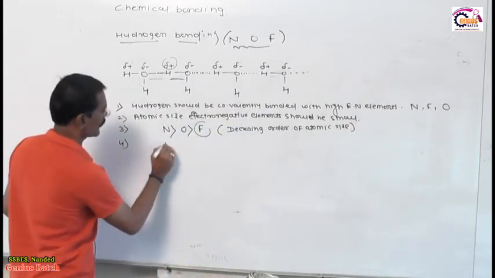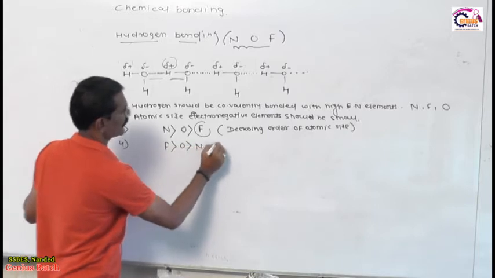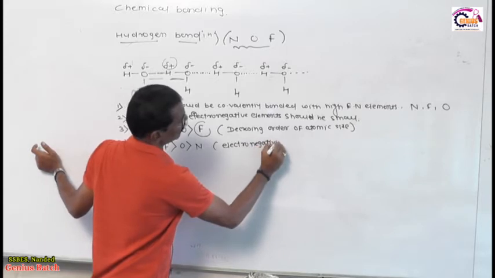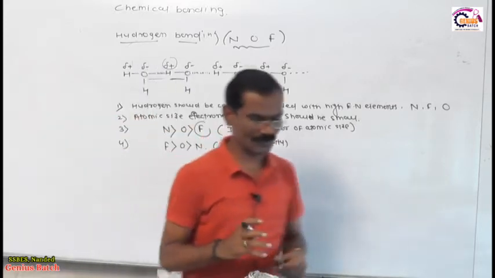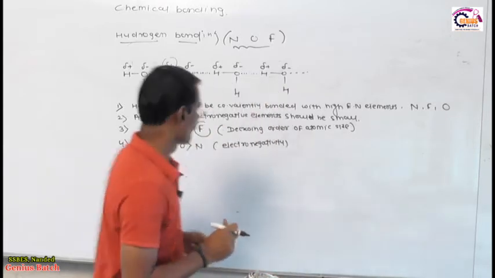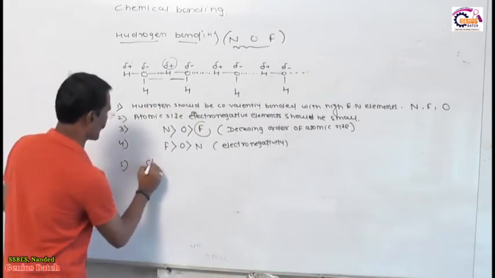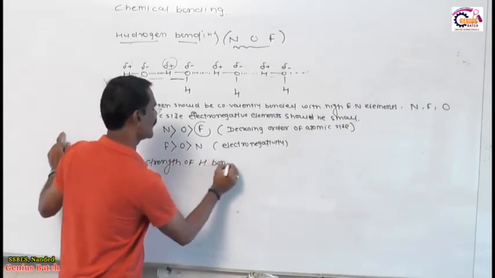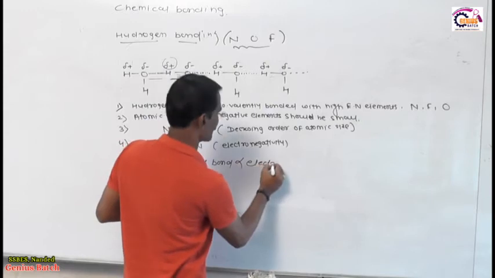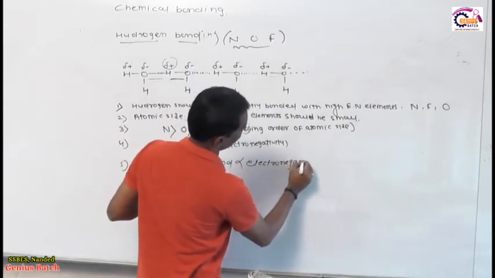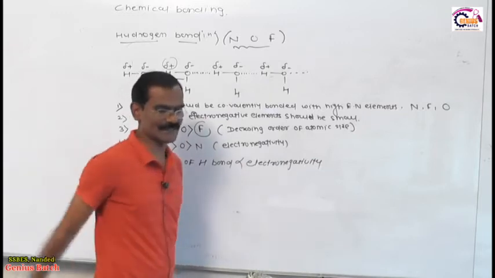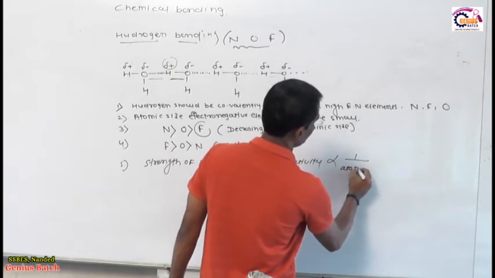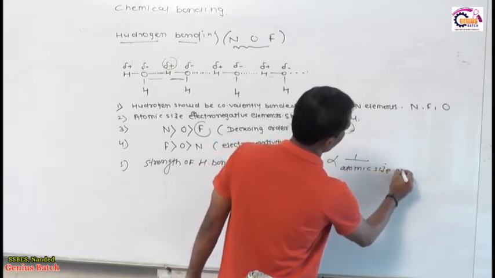And fourth, fluorine is more electronegative than oxygen, and this is the order of electronegativity. As electronegativity increases, the capacity for the formation of hydrogen bond increases. Now my friends, this fifth and concluding point: the strength of hydrogen bond is directly proportional to the electronegativity. As electronegativity increases, strength of hydrogen bond increases, and it is inversely proportional to the atomic size of the element.